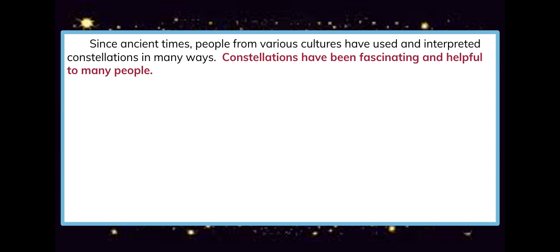These key details will become the elaborations in our writing. They are the examples, elaborations, and evidence. I want you to come up with sentences that are the elaborations and evidence to support constellations have been fascinating and helpful to many people. I'm going to come up with some too, but I want you to come up with some to write down on your own.